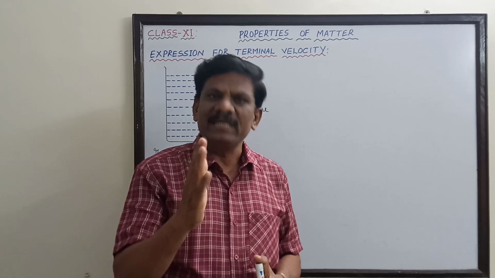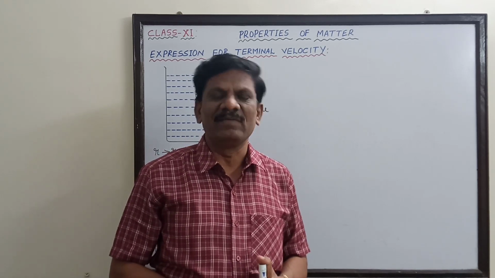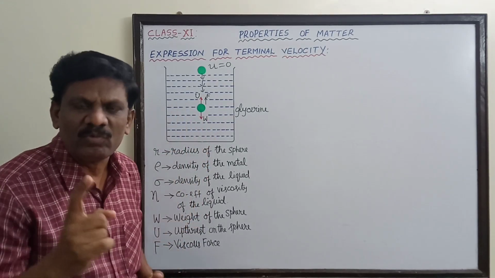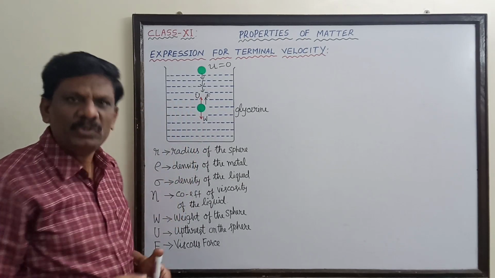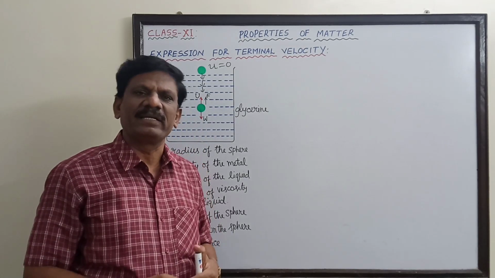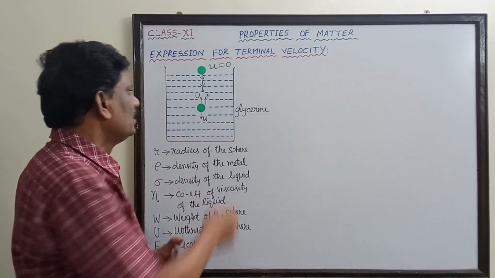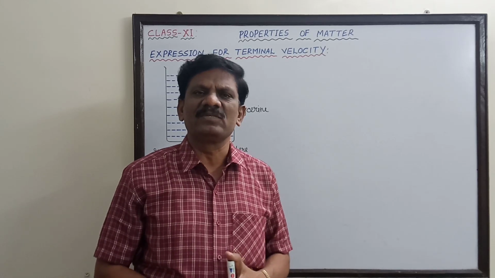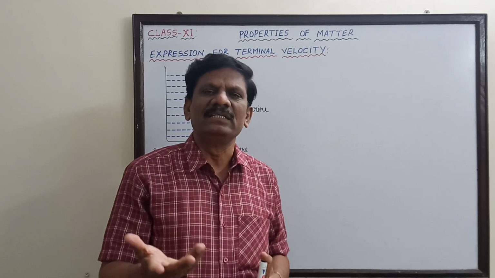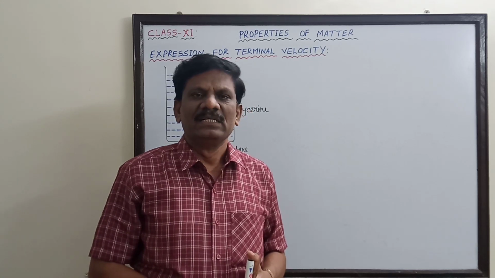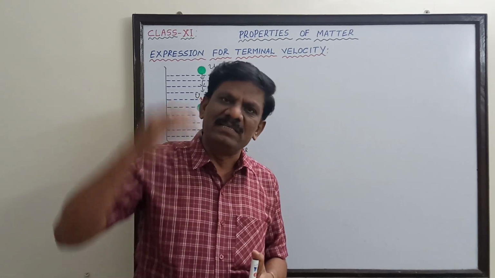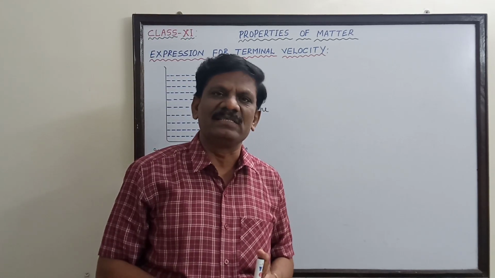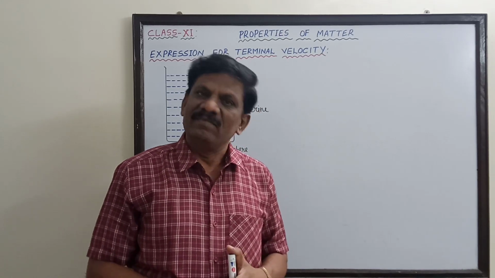Okay? At that velocity called the terminal velocity, the net downward force acting on the sphere, that is W minus U, will be equal to the viscous force. Such a stage is attained. At that stage, the velocity is called what? A terminal velocity. After that, the velocity will remain constant. So till the body attains the terminal velocity, from 0 to maximum, the velocity will increase. After attaining the terminal velocity, there is no further increase in the velocity.